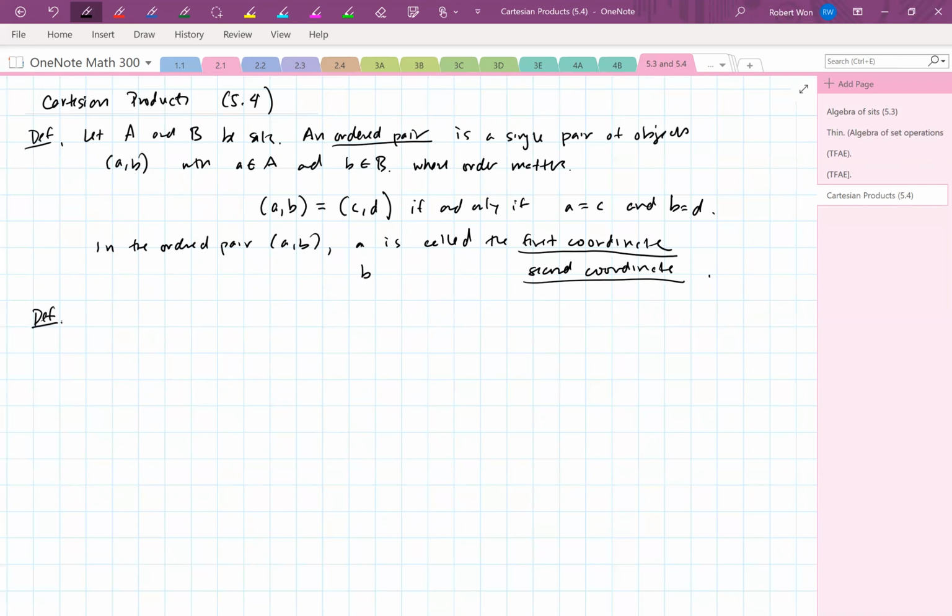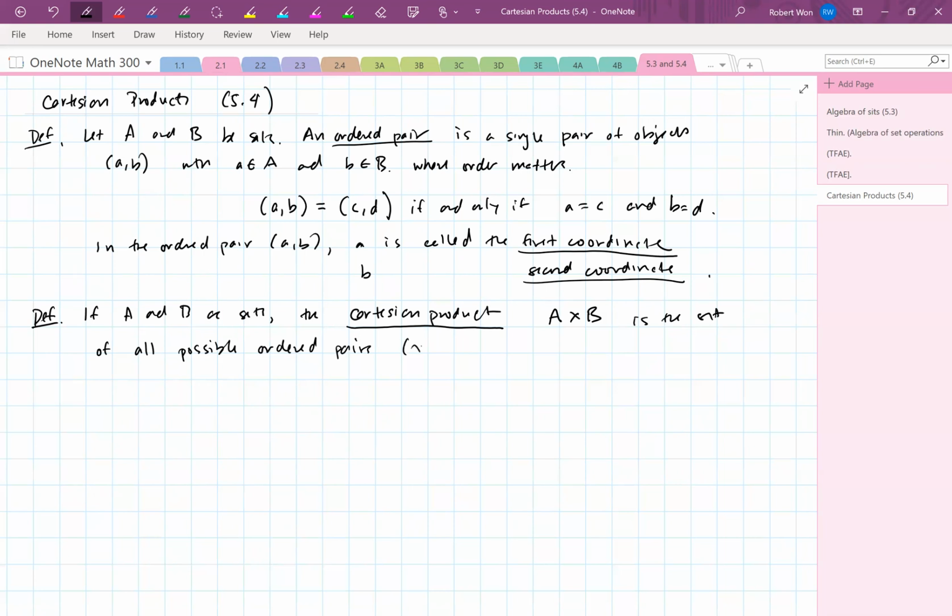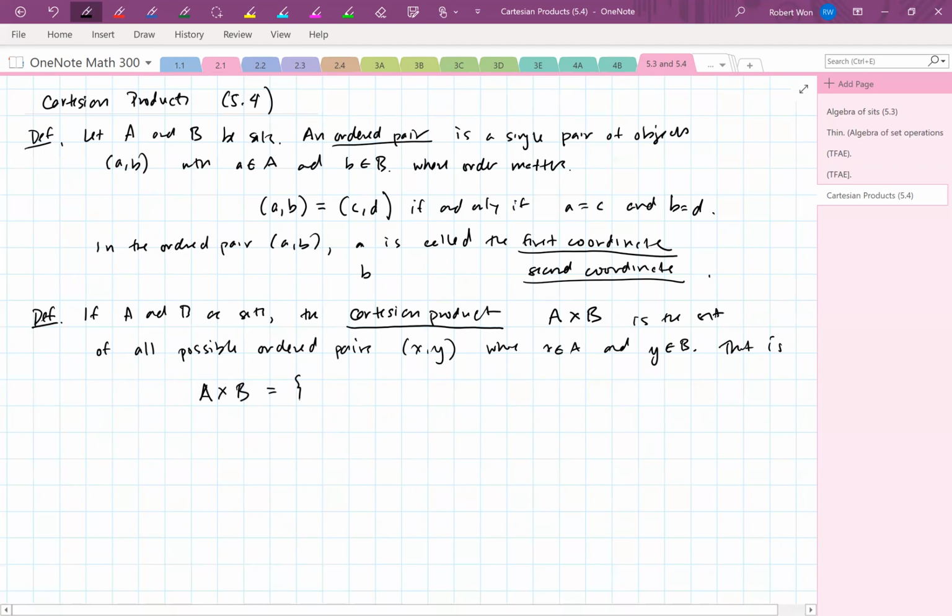Okay, this lets me make the following definition. So if A and B are sets, then the Cartesian product, denoted A cross B, or A times B, is the set of all possible ordered pairs (x, y) where x is in A and y is in B. Another way to say this is that A cross B is the set of all ordered pairs (x, y) such that x is in A and y is in B.